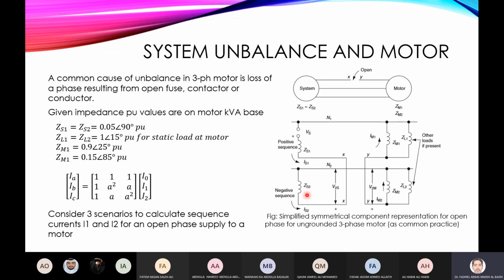So let's consider now one scenario: suppose I don't have any load in parallel with the motor, only the motor connected to a source.